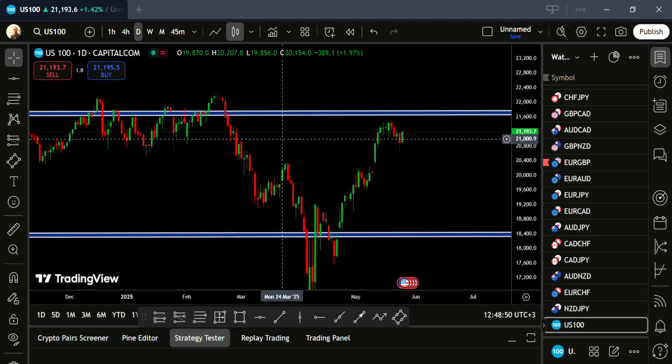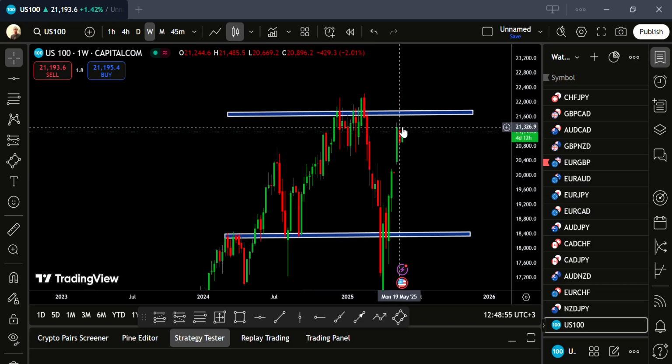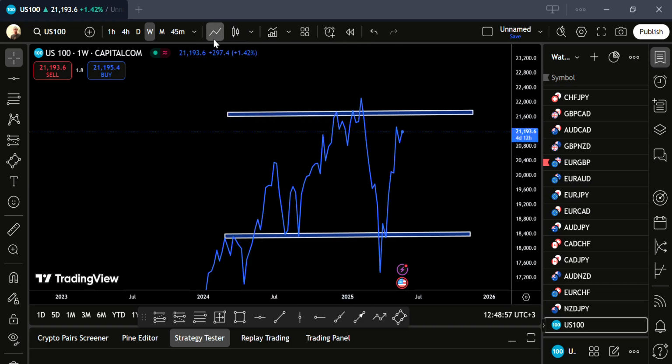On the weekly, this is a head and shoulder. What do you see on the daily? Daily is also a head and shoulder. Double top on the weekly. This is a shoulder. This is a head. This is going to be another shoulder. Double top on the weekly.